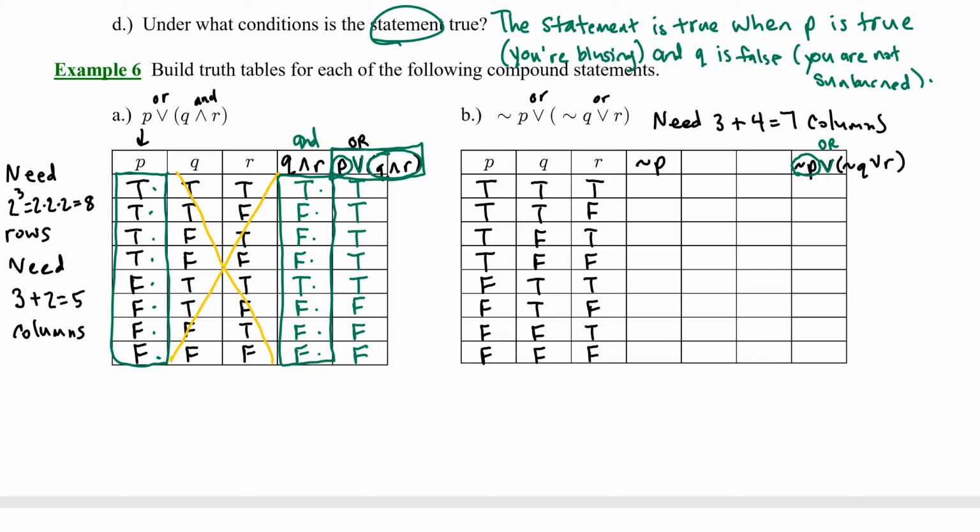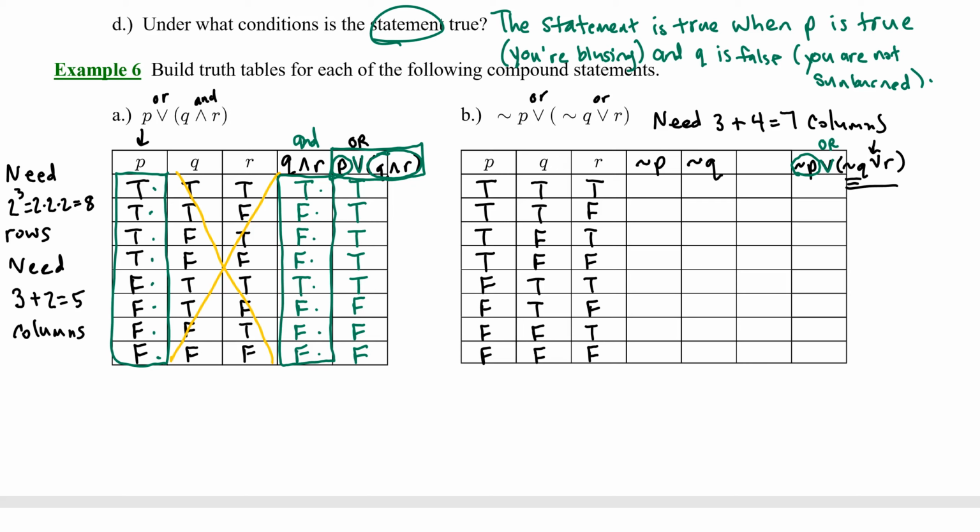The statement on the right of the OR is a compound statement. In order to judge the truth value of that compound statement, which also happens to be a disjunction, I'm going to need to know what's the truth value of the statement on the left. I'm going to need to know what's the truth value of not Q. I've got Q, but I'm going to need to use that to judge not Q.